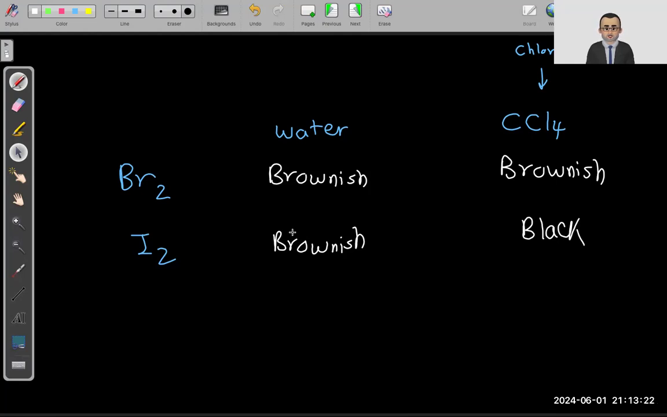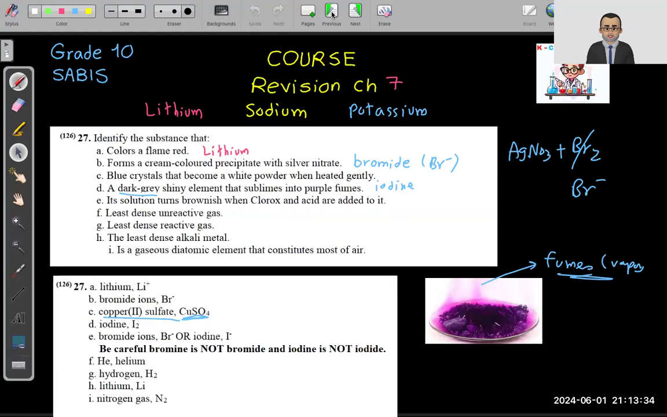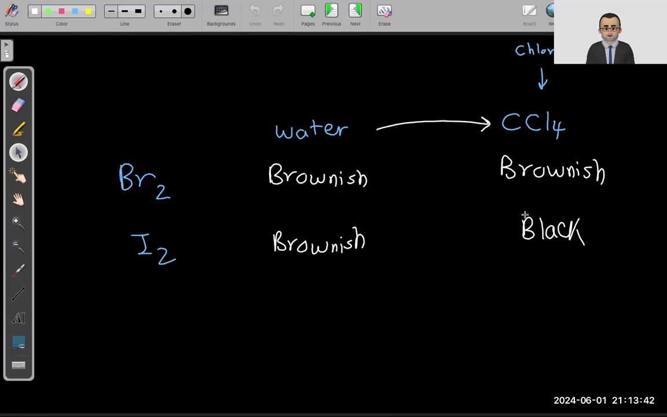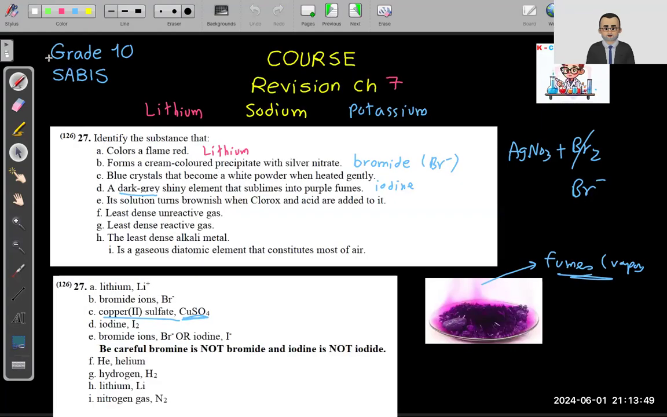Those two, if we put them in water, they become brownish. So I cannot differentiate between them. So instead of using water, use what? Carbon tetrachloride. It's called CCl4. So he asked again, what is the solution that turns brownish when Clorox and acid are added? Is it bromine or iodine? It's bromine. So the answer is bromine. So I just have to memorize this one because they will come in the exam as it is like that.